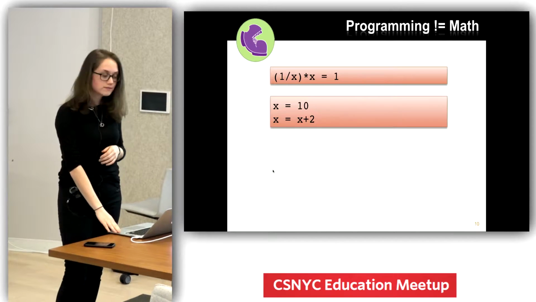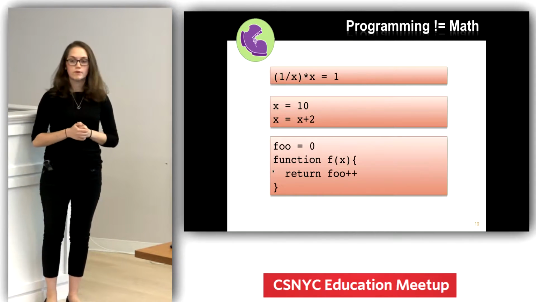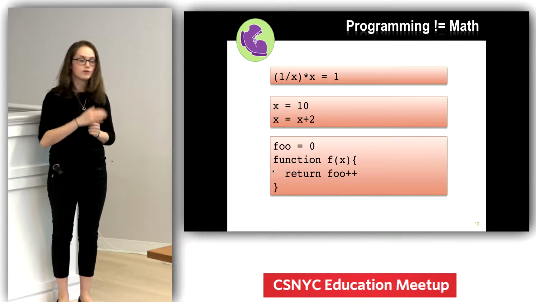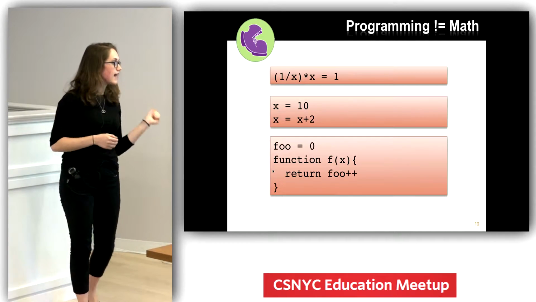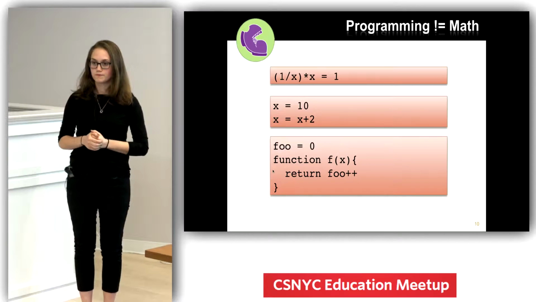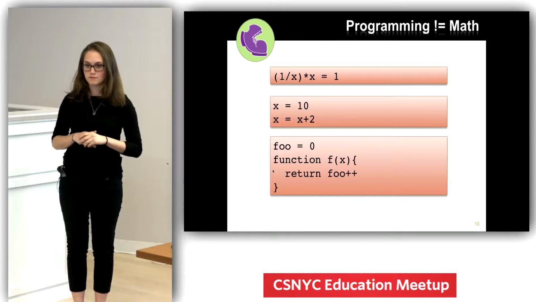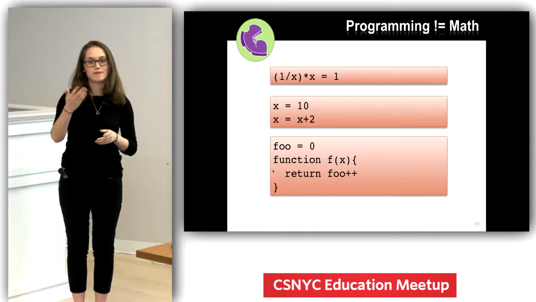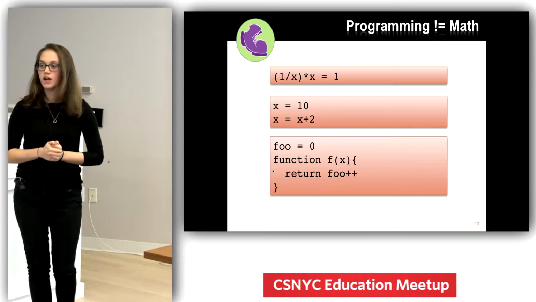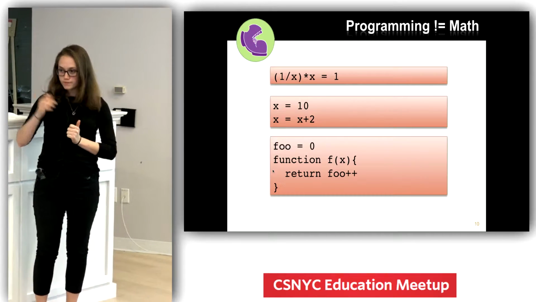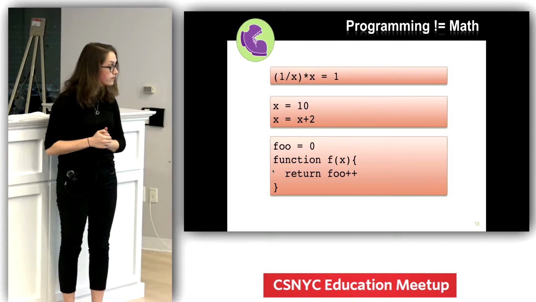But it gets even worse. Here's another really simple program. We have a variable foo, they call it a variable. It's equal to 0. And we have a function f which takes in x and then increments foo. Can I have 2 people help me demonstrate this? 2 volunteers? You're smiling, so you're going to be my first volunteer. Sean, you can be my second volunteer. So Sean, you're going to be foo. Joe, you're going to be the function f.